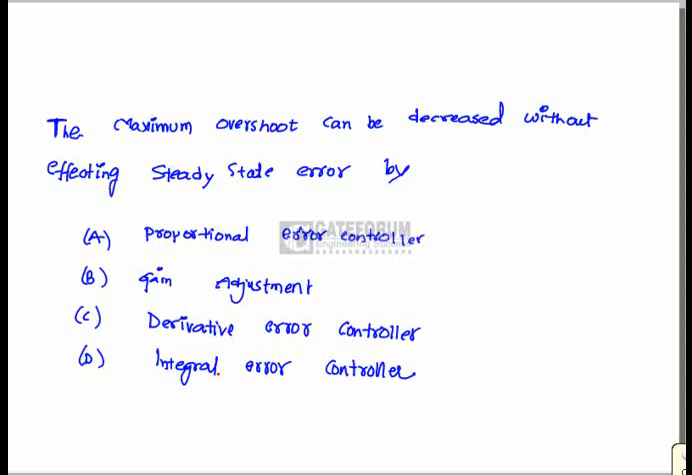Question is, the maximum overshoot can be decreased without affecting steady state error given by option A, proportional error controller, option B, gain adjustment, option C, derivative error controller, option D, integral error controller. If we go through the concepts of proportional, derivative and integral error controllers, we know the derivative error controller is going to reduce the maximum overshoot without affecting the steady state error. Hence, option C is correct.